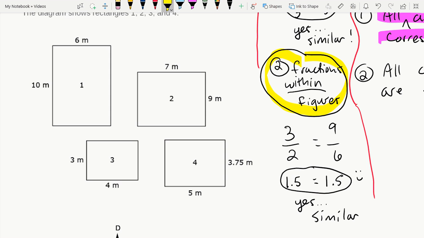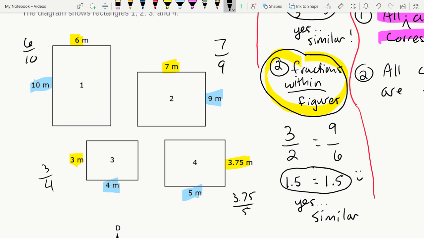So I'm going to highlight short sides and long sides. 6 is short, 3 is short, 7 is short, 3 is short. 10 is long, 4 is long, 9 is long, 5 is long. Now I'm just going to do yellow over blue again: 6 over 10, 7 over 9, 3 over 4, 3.75 over 5.